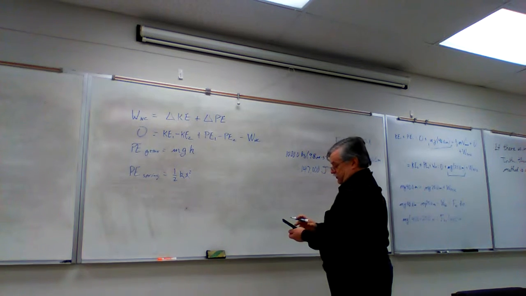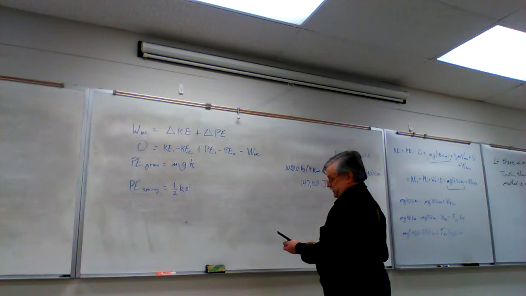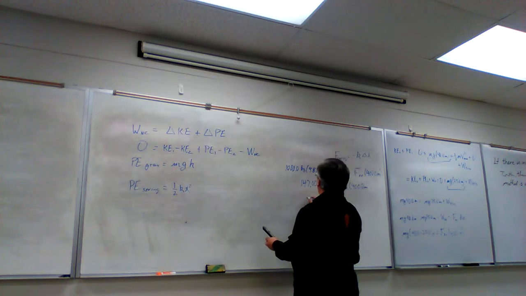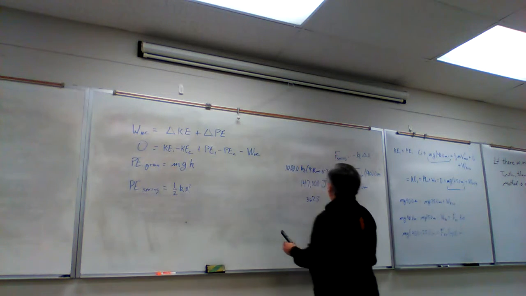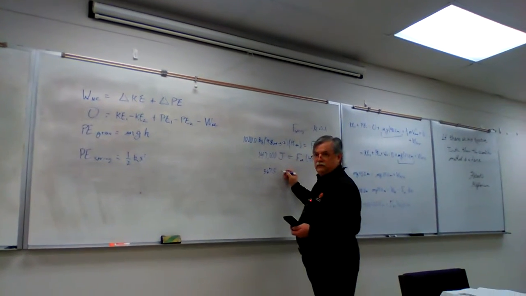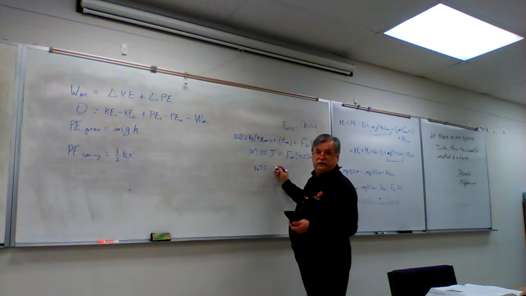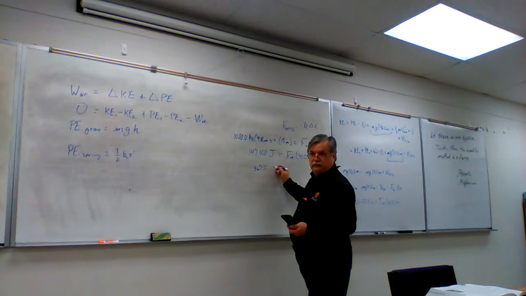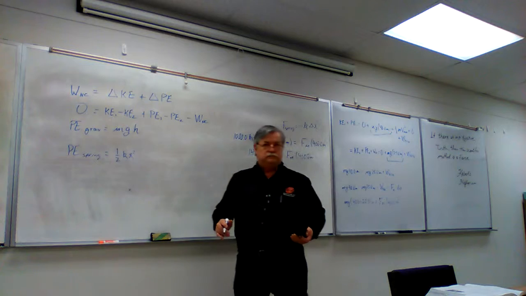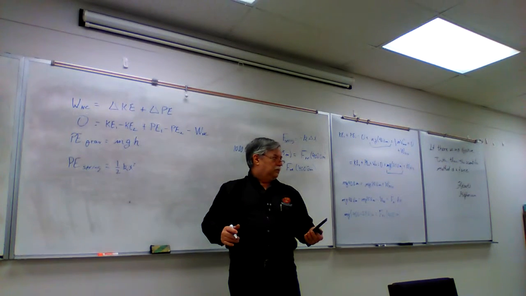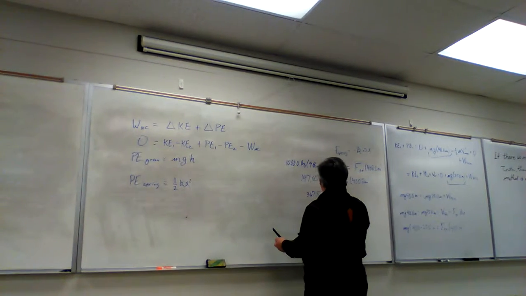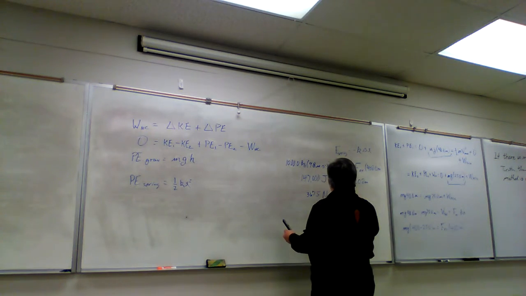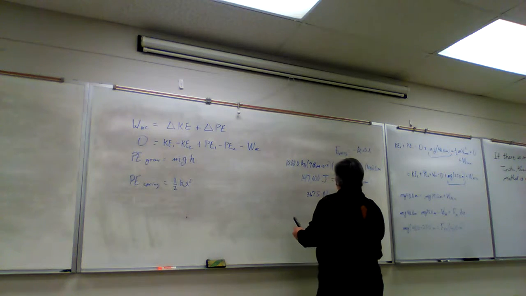And if we divide through by the 400 meters, 367.5 joules divided by meters. Somebody? What would that be? Newtons, thank you, is equal to the force due to friction.